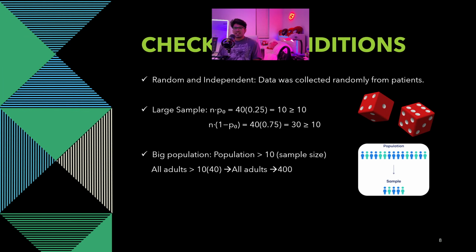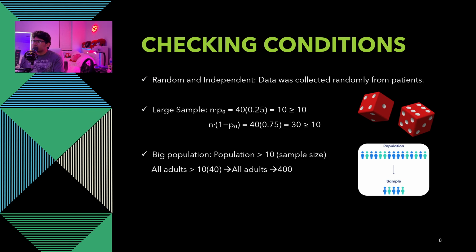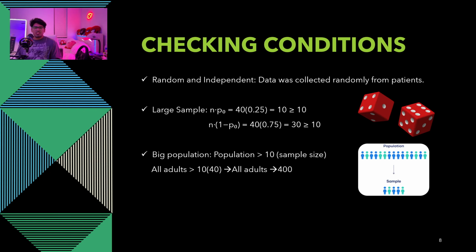Before testing, I checked the three conditions. It is random and independent, since I randomly asked patients during visits. It is a large sample: 40 times 0.25 is 10, and 40 times 0.75 is 30. Both are at least 10, so that's met. For a big population, the population of all adults is way more than 400, so that's met too.